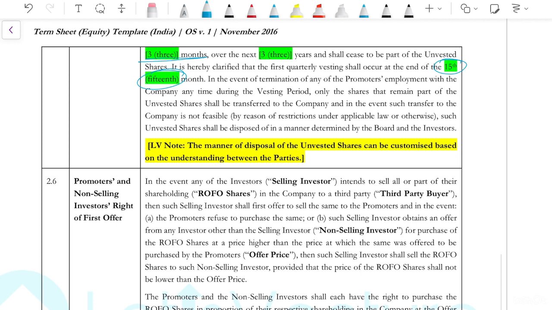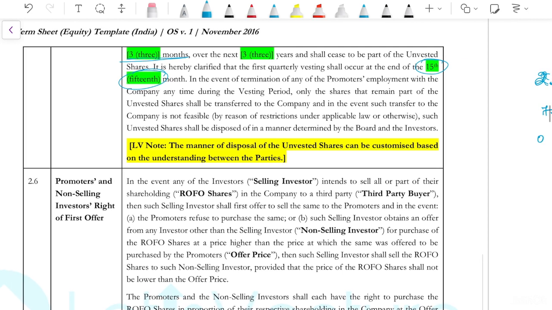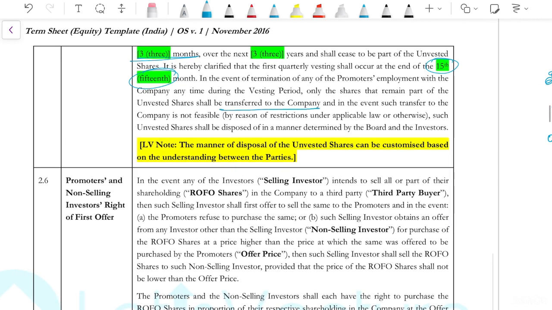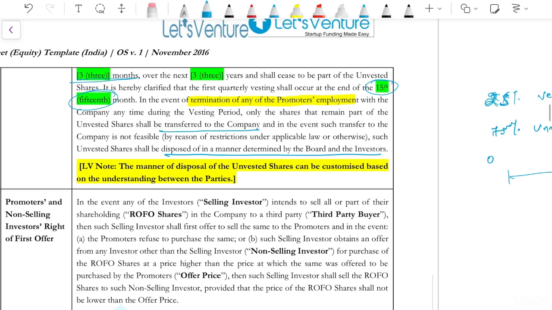Then it further states that in case of termination of the promoter's employment, what will happen to the unvested shares? So they can either be transferred to the company, or disposed of in a manner determined by the board and investors. Now understand the point, termination of the promoter's employment. Whenever a company raises funds, the promoters actually end up entering into an employment agreement with the investors, or the shareholders, because this is also an important document.